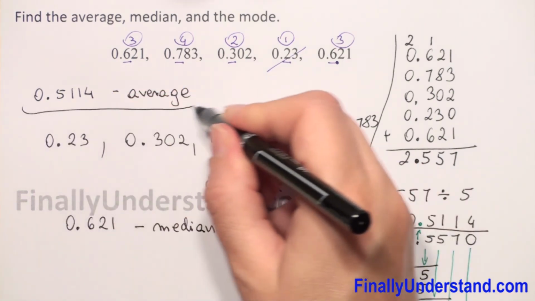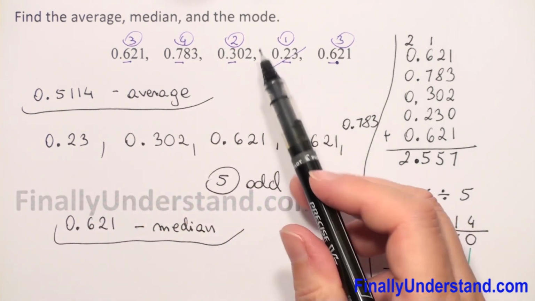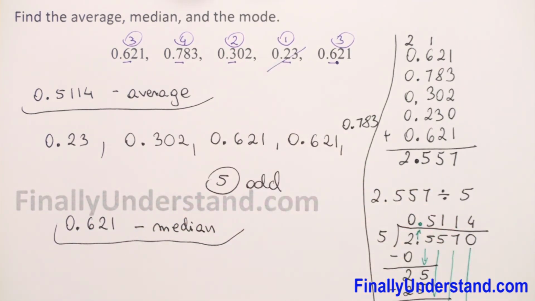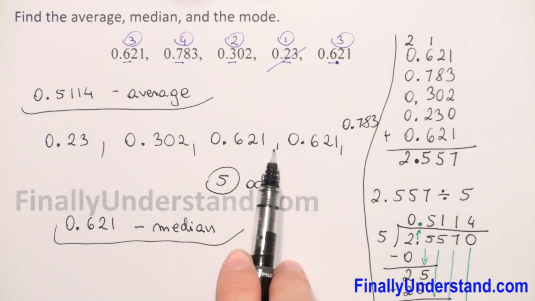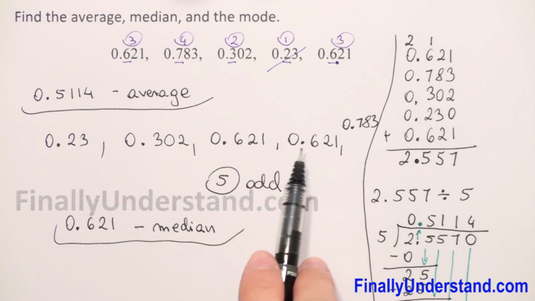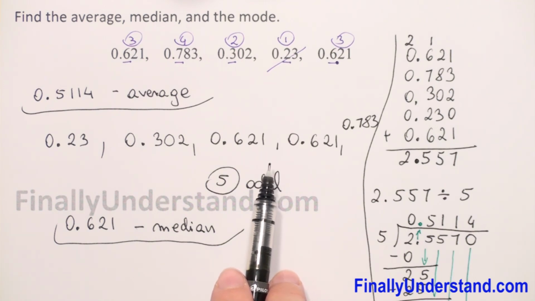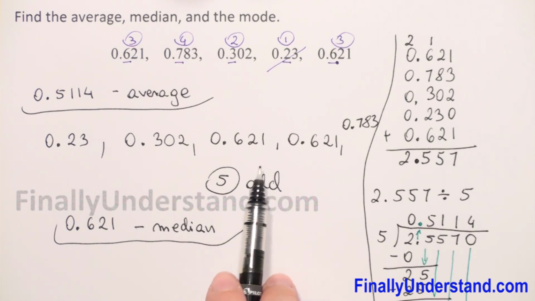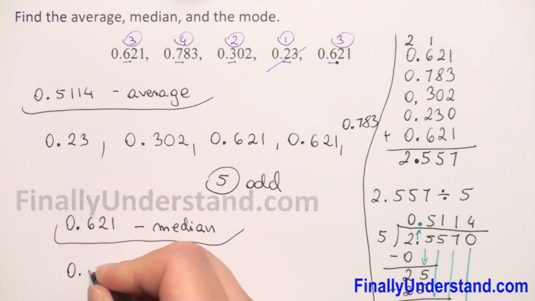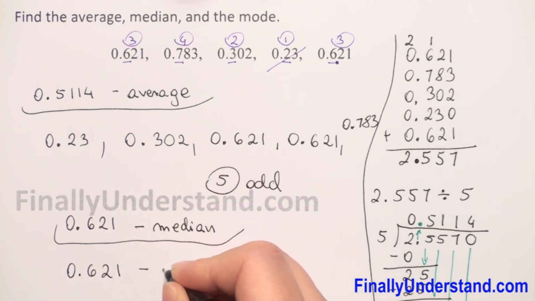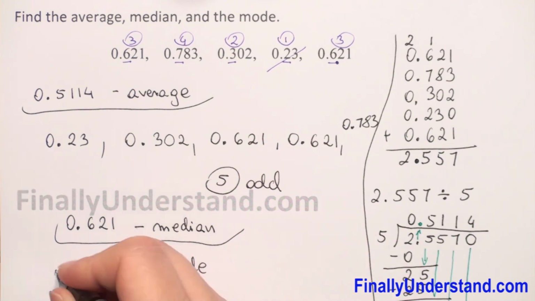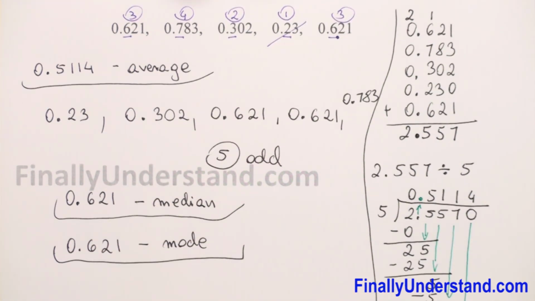And what next? We need to find the mode. What is the mode? We have to find the number or numbers that occur most often. So let's see what number repeats. 0.621 repeats 2 times. So the number that occurs most often is our mode. So our mode will be 0.621. This is our mode. This is my solution.